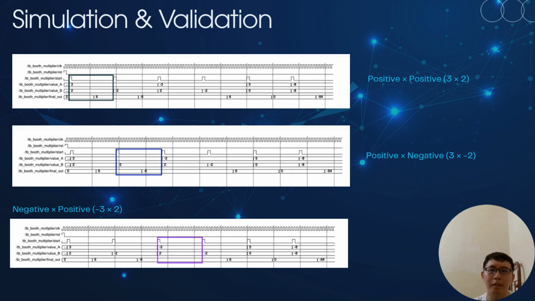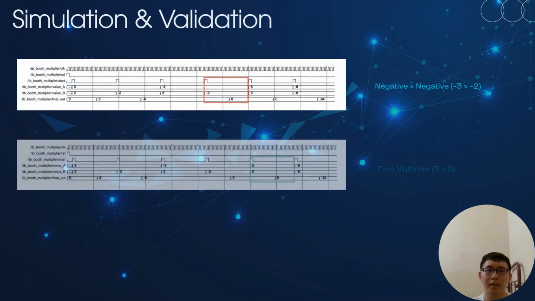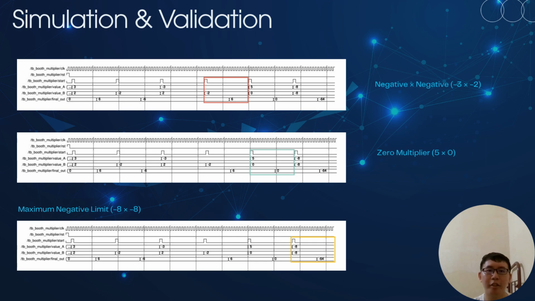So next is our simulation result. First, we test for two positive values. We use 3 times 2, we get 6. Next, we test for positive times negative value. We use 3 times negative 2, we get negative 6. The third one, we use negative value times positive value. Negative 3 times 2, we get negative 6 also. After that, we try to multiply two negative values. We use negative 3 times negative 2, then we get a positive 6.